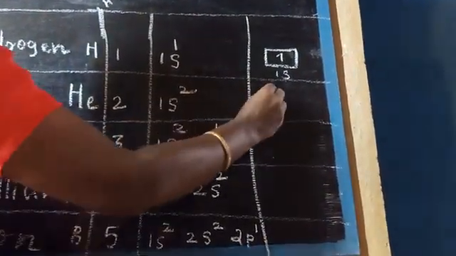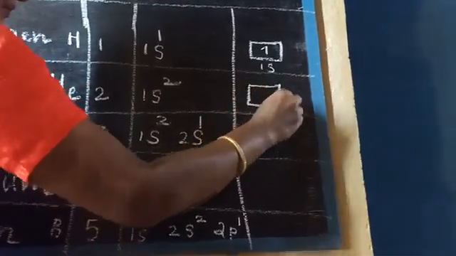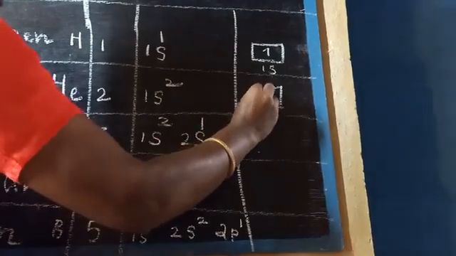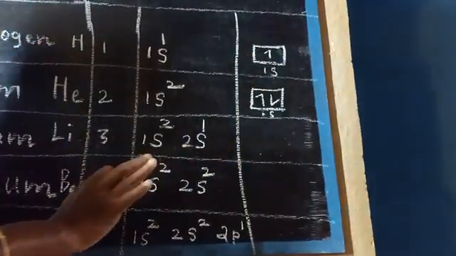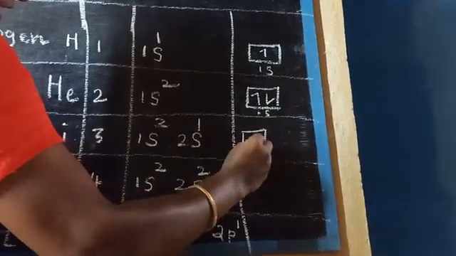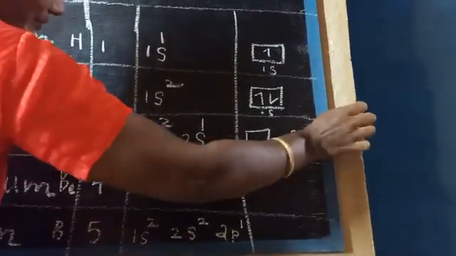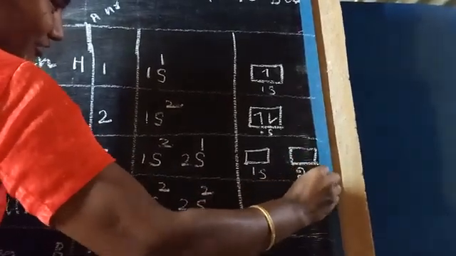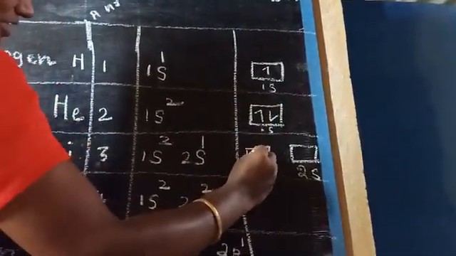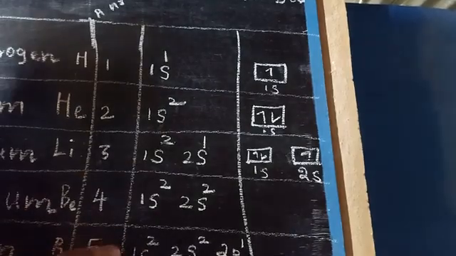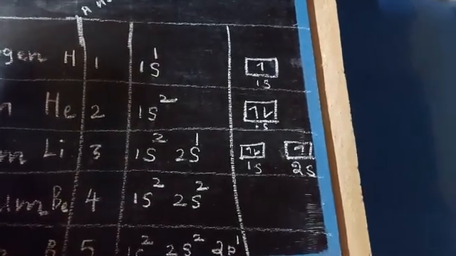Next one, 1s2. So write 1s, number of electrons 2. So 1 and 2. Are you clear? Next one, 1s orbital and 2s orbital. Next s orbital, 1 orientation, so 2s. Here 1s, how many electrons? 2 electrons. 2s, how many electrons? 1 electron. That's all. So this is the way to fill the orbital configuration.